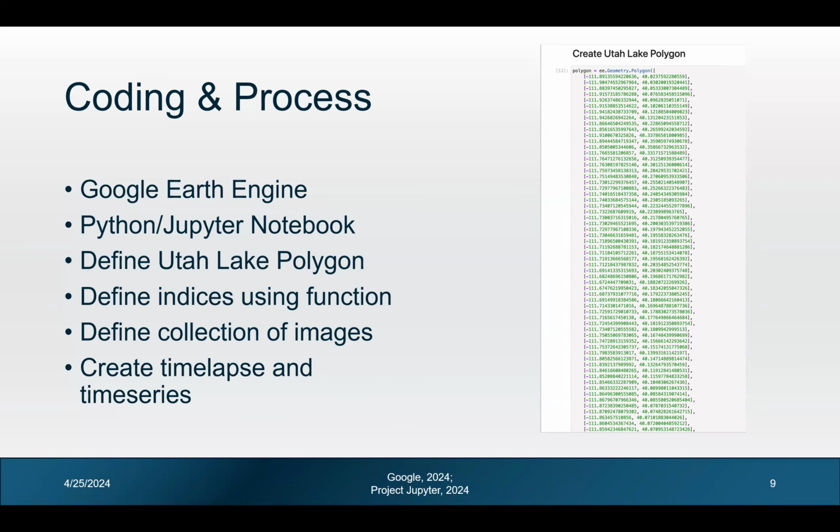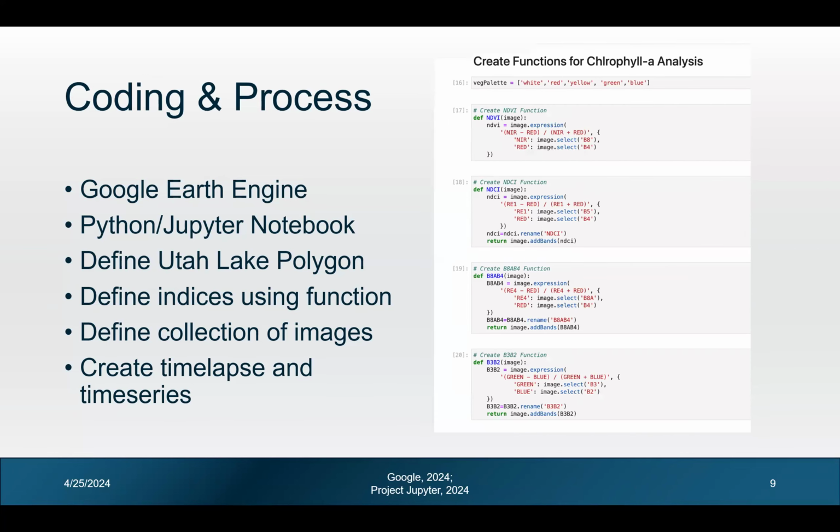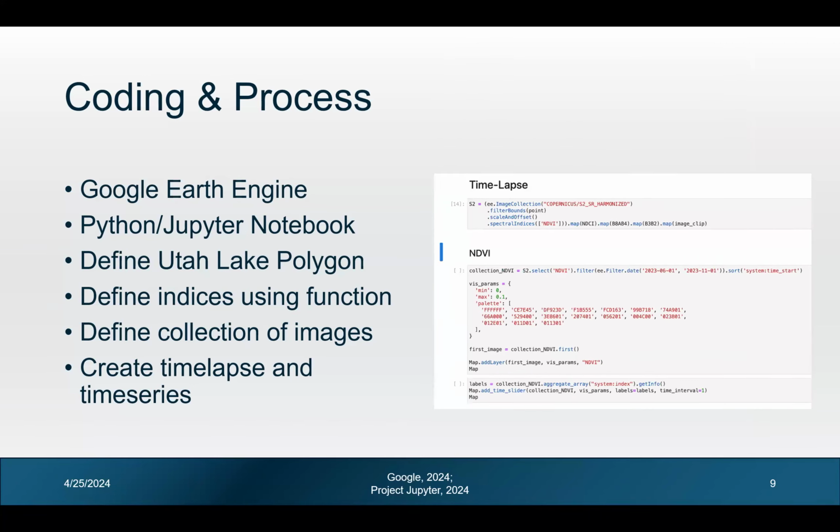Outside of that, we had to define the indices used for the function because while the NDVI in particular is commonly seen in mixed data sets, the NDCI, the B4, and the B3, B2 are not. So in order to do that, you have to define a function with those names, apply the function, rename it, and then apply it to the list of possible bands that the data set can use. After that, it's really just creating a collection of images, and then creating the time lapse and time series that follow it.